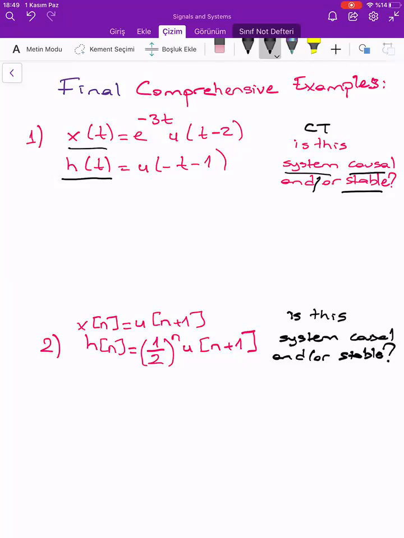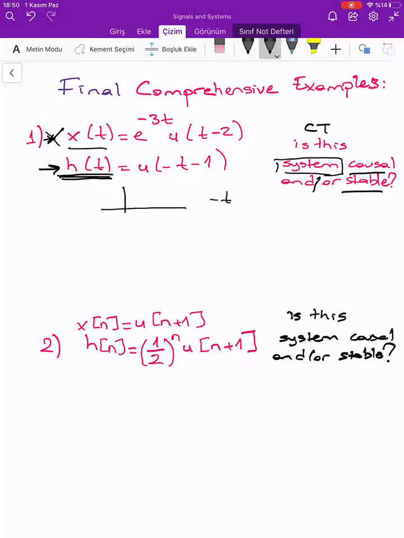Now, we approach this problem like this, arkadaşlar. What is the system? How is the system characterized? My system is characterized by h of t. I don't look at x of t, arkadaşlar. I don't look at x of t. I just look at h of t for the causality or stability kind of problems, okay? So that's why we should focus on h of t and see what kind of a system this is.